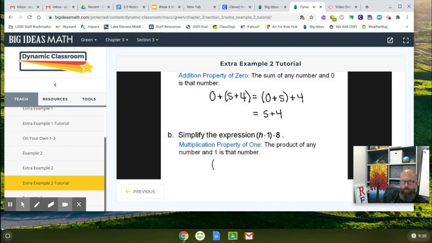So we start out with a number h times 1, and by using the multiplication property of 1, we know that the product of h and 1 is h. Then we will multiply by 8. Now we can write h times 8 as 8h. So the quantity h times 1 times 8 can be simplified to 8h.